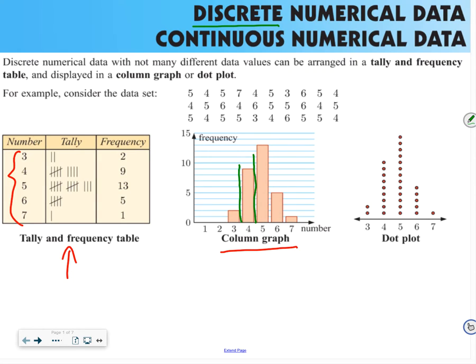We can also use dot plots, which are very similar to our column graphs, just instead of using vertical bars, we use dots. And make sure when you're doing dots that it's symmetric, in the sense that the same value of 5 dots is at the same height. Same thing that you would do with your column graphs.